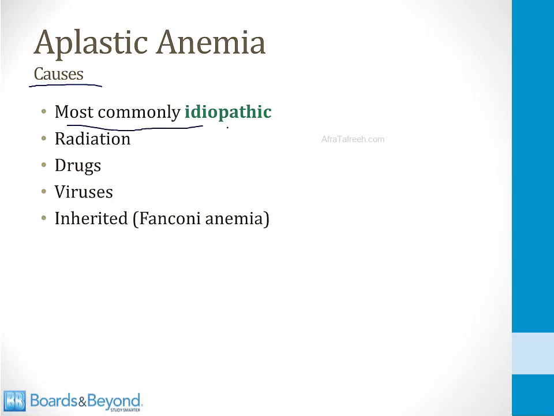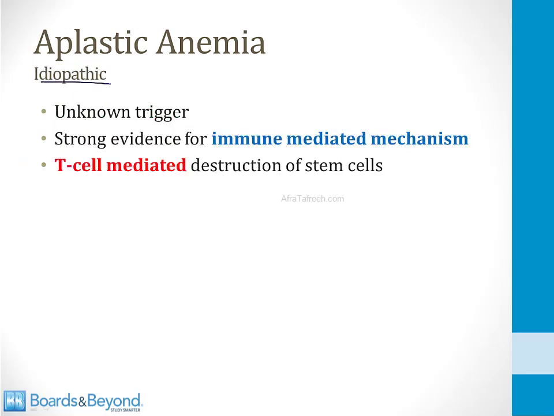Most commonly it is idiopathic, but there are a number of other potential causes that I've listed on the screen here, and we'll go through all of these in the next few slides. So the idiopathic form, the most common form, has an unknown trigger. However, you should be aware that there is now strong evidence in the literature of an immune-mediated mechanism. Specifically, there's evidence of T-cell mediated destruction of stem cells that may lead to idiopathic aplastic anemia.